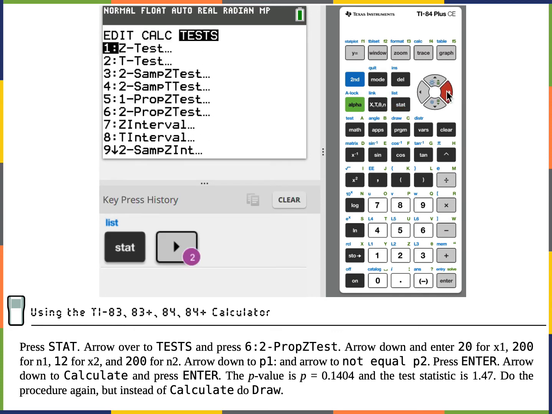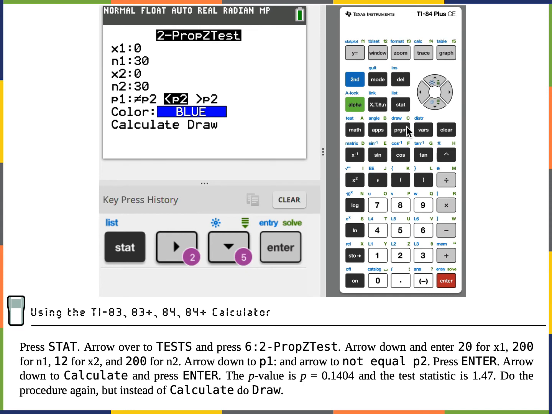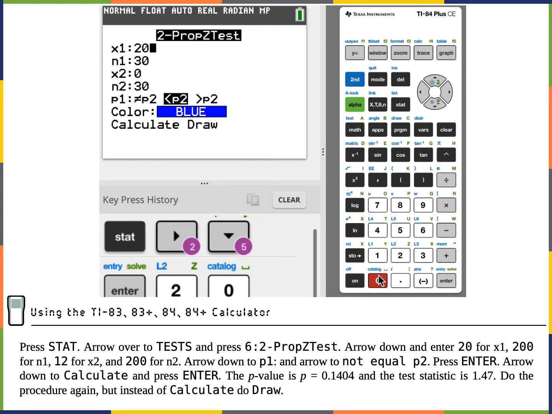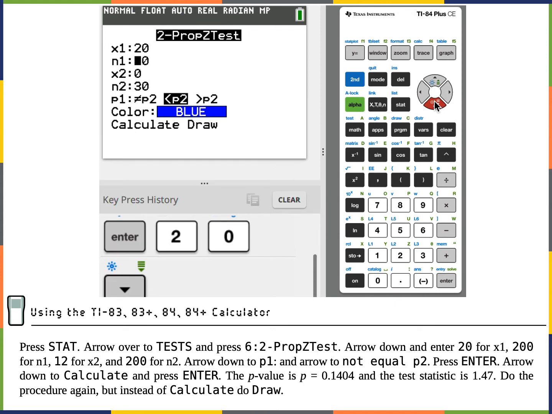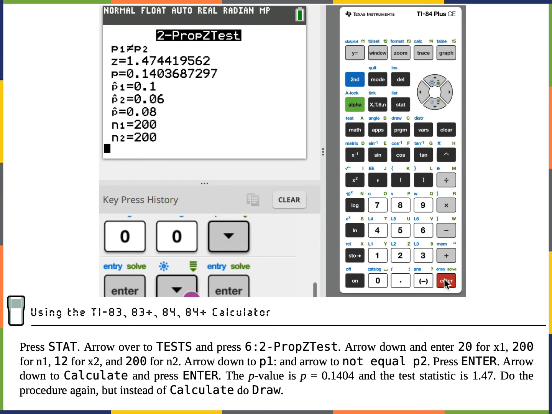In order to conduct this test, you would hit stat, test, 2-PropZTest, and then enter your successes, 20 for x1. We surveyed 200 total for the first group, and then for the second group, the successes were 12, and 200 were surveyed, and then of course we're testing that p1 does not equal p2. And then you hit calculate, and there it is.